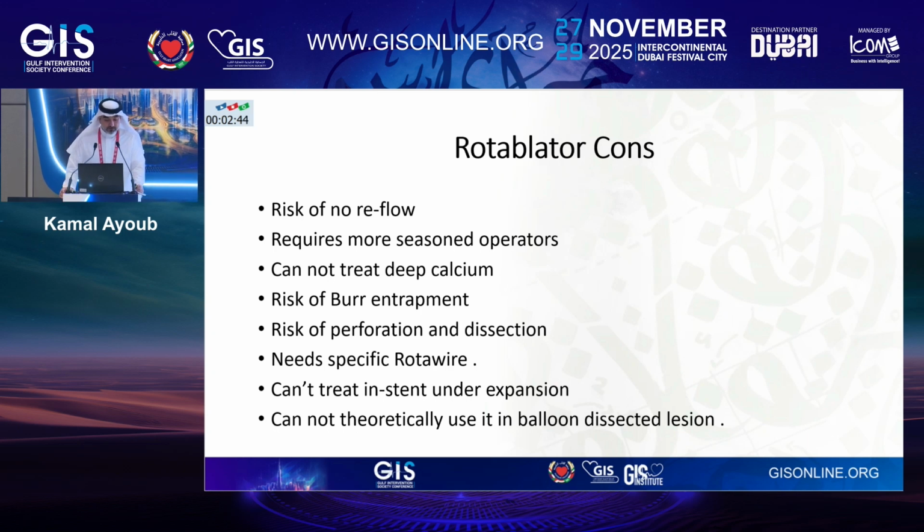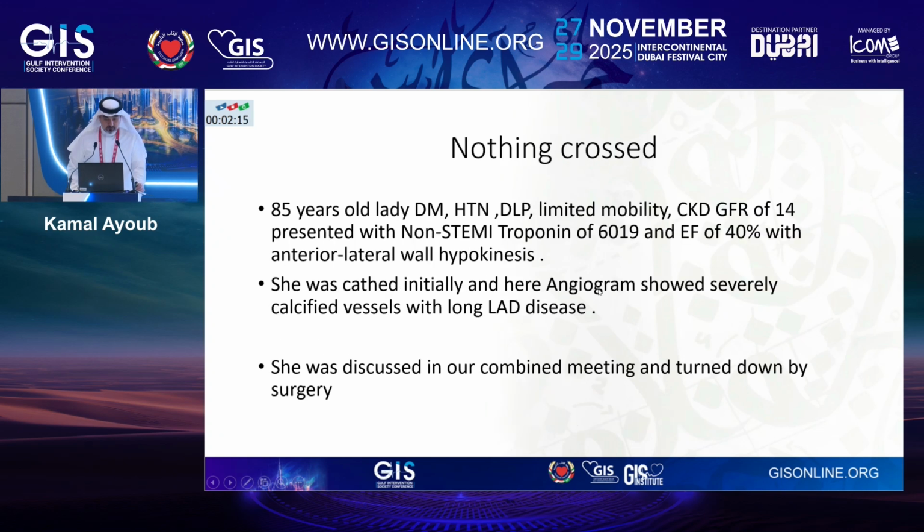Cannot treat deep calcium. There's a risk of perforation and dissection, and you need to exchange your regular wire that you crossed with a rota wire, as we all know. Cannot treat stent under-expansion, and actually it might be dangerous in using it with the stented segments, and cannot theoretically be used in a balloon dissected lesion.